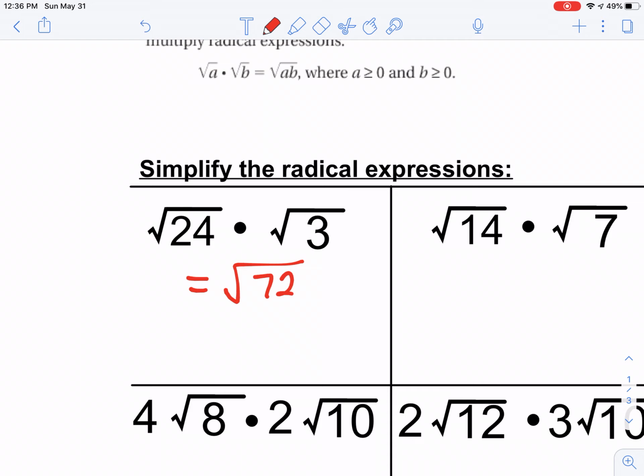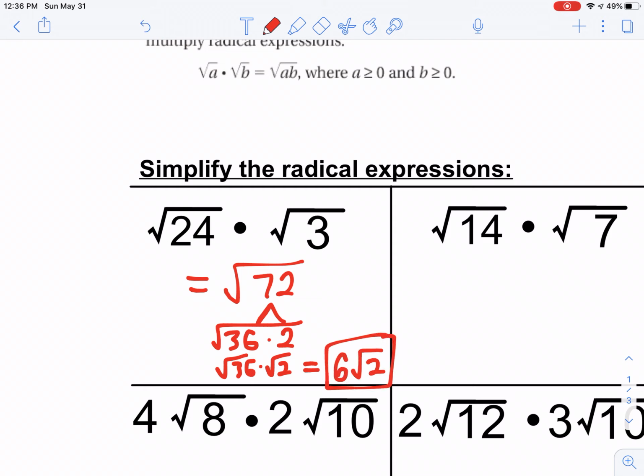Okay? Then we have to simplify the root 72. We have to find two numbers that go into 72, one of which you could take the square root of. That would be 36 and 2. Square root of 36 times square root of 2. Square root of 36 is 6. Square root of 2 stays as is. And that's it, 6 root 2.